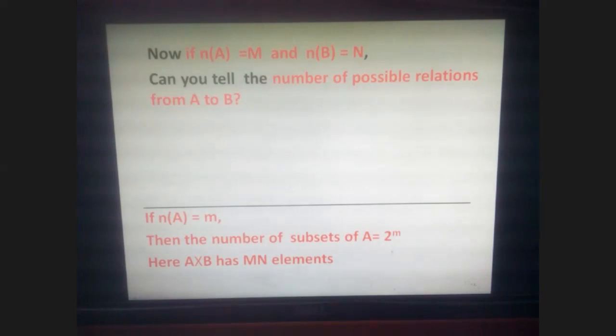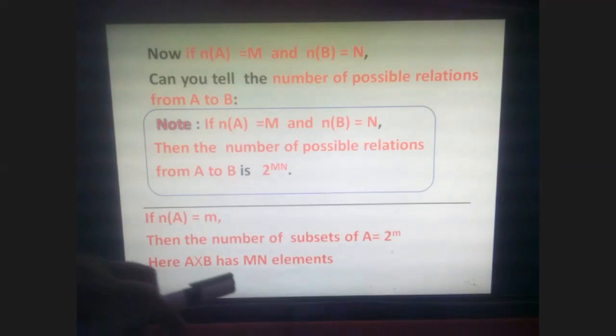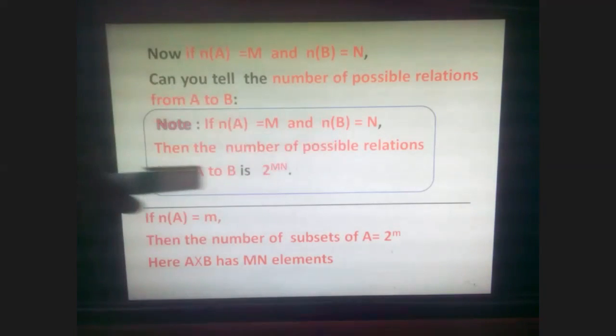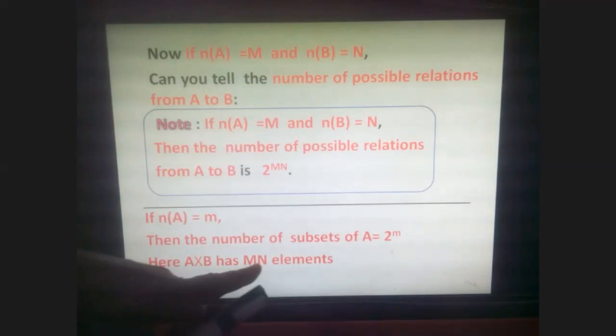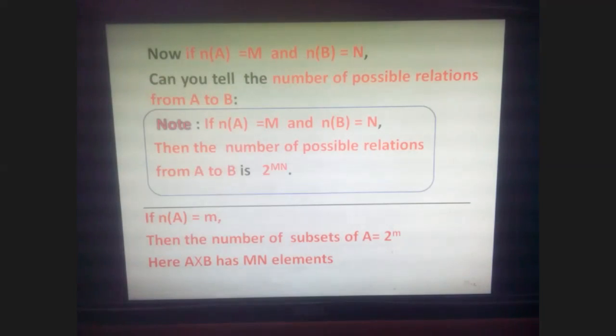So now look at a relation from A to B, it is a subset of A cross B. A cross B has mn elements. The number of elements of A is m, number of elements of B is n. The number of subsets of A cross B will be 2 raised to mn. The number of possible relations from A to B is 2 raised to mn. Can you store it in your mind? A has m elements, B has n elements. The number of possible relations from A to B is 2 to the power mn.